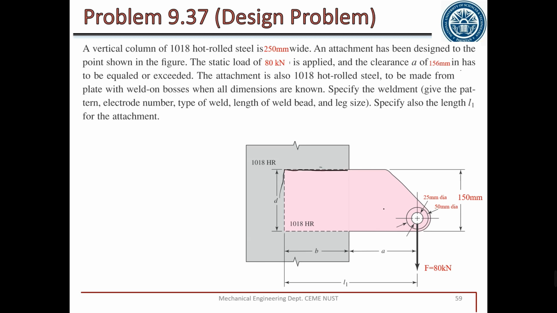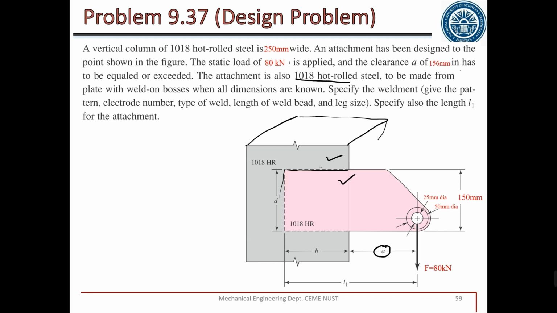Due to this force, in the question, the width of this column is given, which is of no use. The width of this column is given as 25 mm. Static load is given as 8 mm. The minimum clearance required is 156 mm. More clearance is possible, but a minimum is given. The attachment and the column both are made of 1018 hot rolled steel.